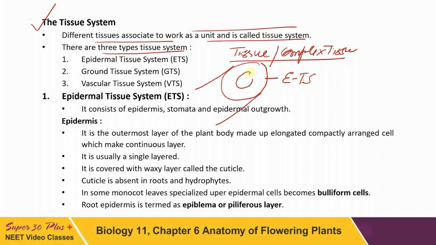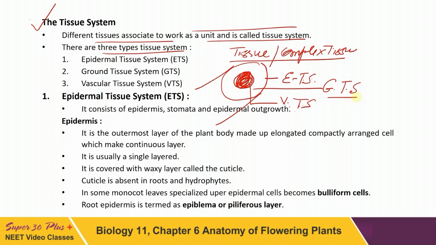In the central mass we have the vascular tissue system, made up of xylem and phloem. In between these two we have the tissue excluding the epidermal and vascular tissue systems, which is known as the ground tissue system. Okay, now we have to go one by one.